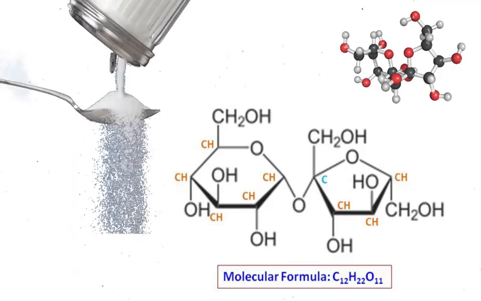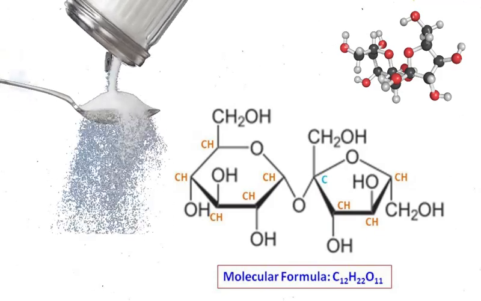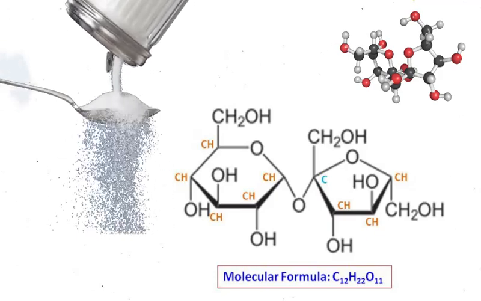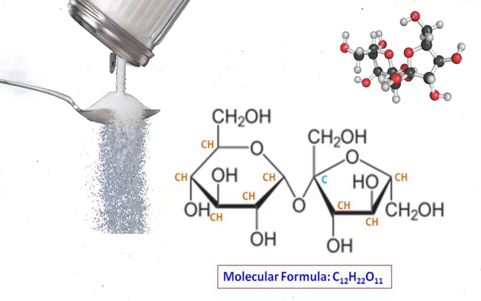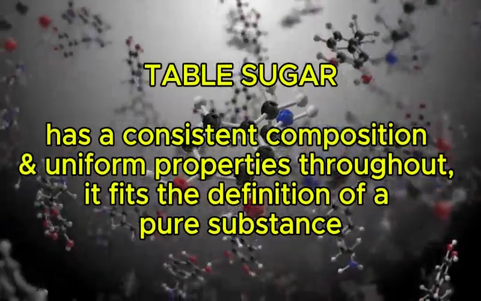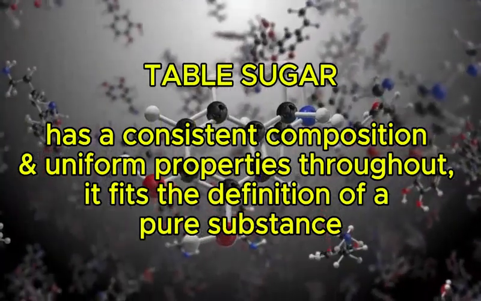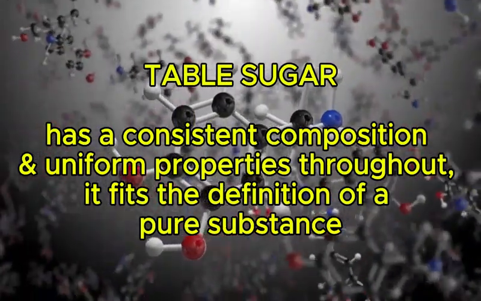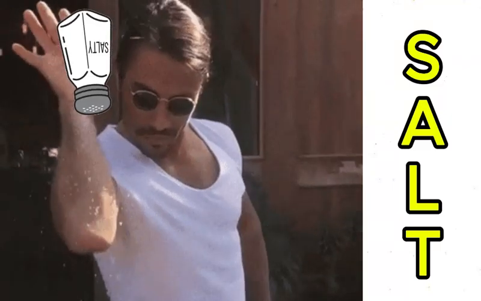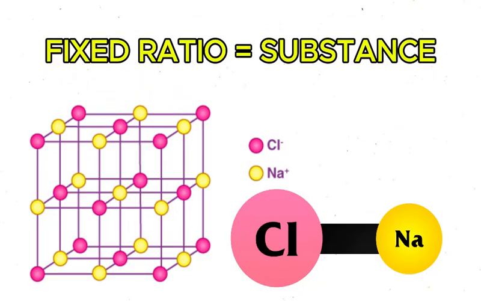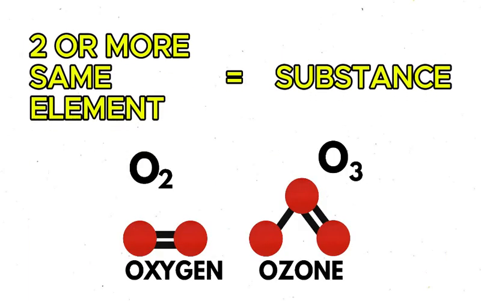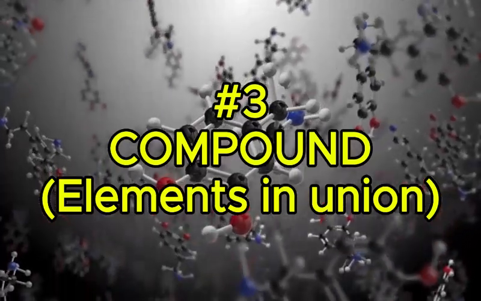Example 1. Sugar, commonly referred to as table sugar, is scientifically known as sucrose with a distinct and fixed chemical formula, C12H22O11. Because it has a consistent composition and uniform properties throughout, it fits the definition of a pure substance. Example 2. Table salt, sodium chloride. Every grain of pure table salt has the same chemical composition, one sodium atom for every chlorine atom, and the same distinct properties. Also, materials that are composed of the same element are called substances, like oxygen gas O2 and ozone O3.